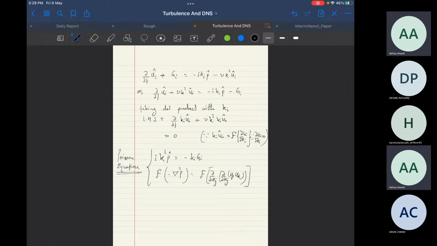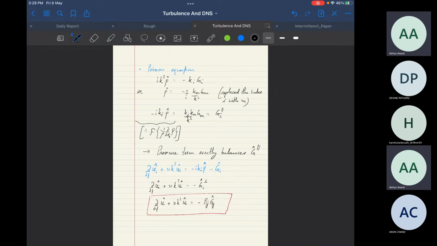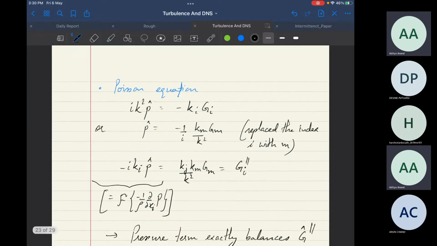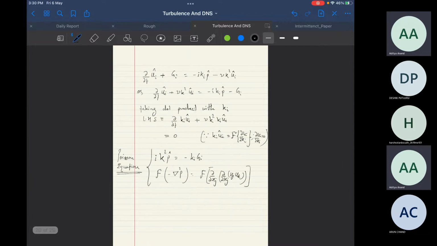So this we can solve by taking the i k square to the right hand side. You'll get the pressure term as minus 1 by i. Instead of ki gi, I am now writing km gm, because again a repeated index is a summation, so I can replace it with m. So this is the expression now. Now if you remember the pressure term, it was minus i ki p hat. So we'll now evaluate this one.